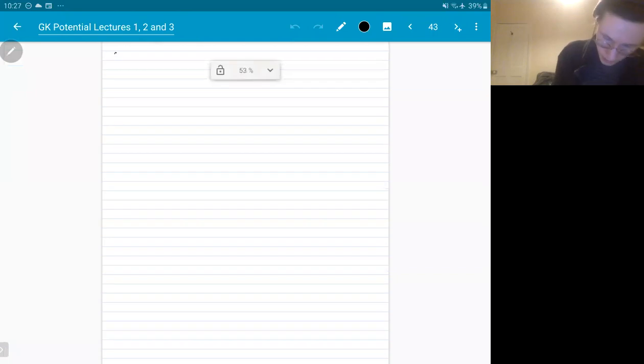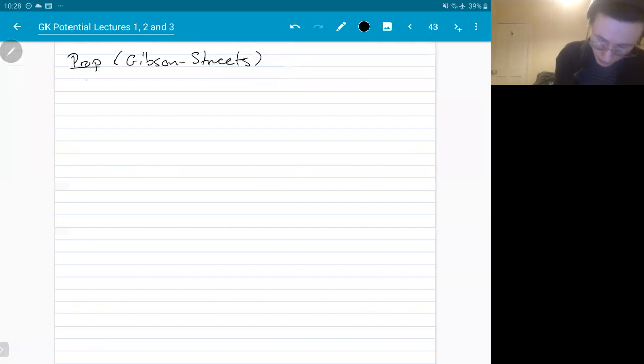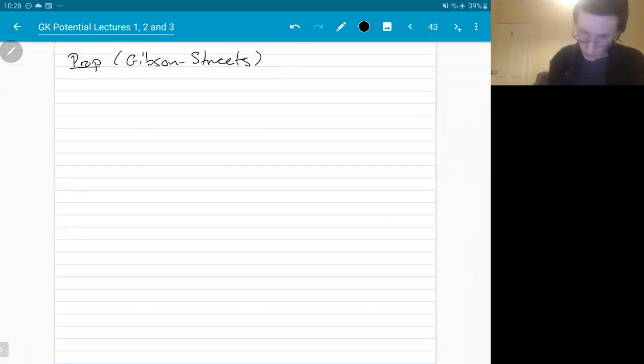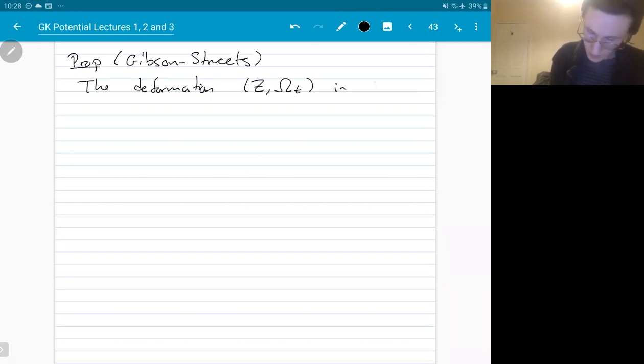So I think this is contained in a paper, although I don't understand the details. But I think it's implied from these two facts, along with a result in this recent paper, that the deformation of Z omega T in GKR flow is the one generated by the canonical bundle.